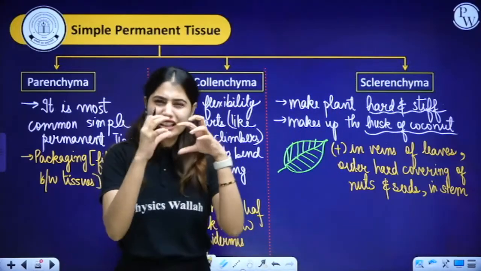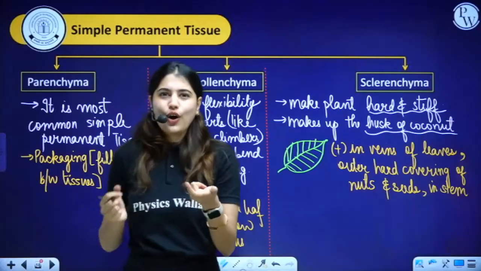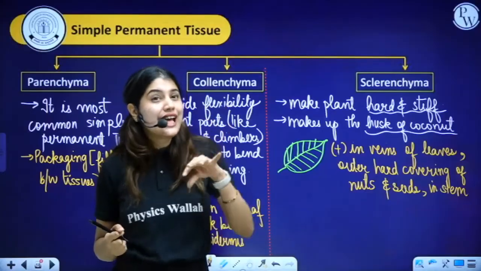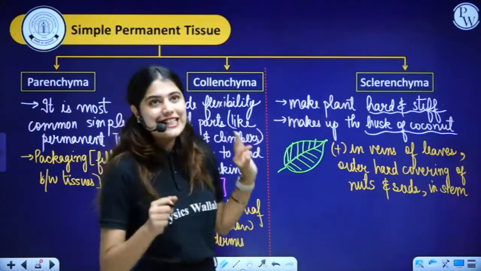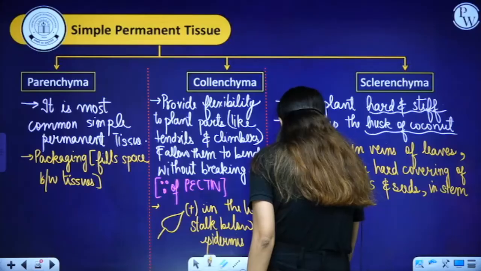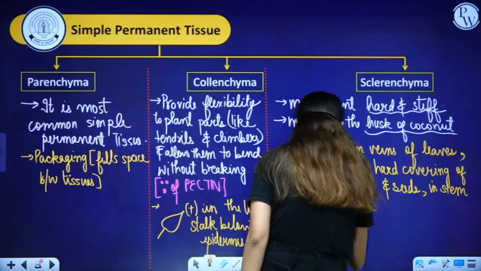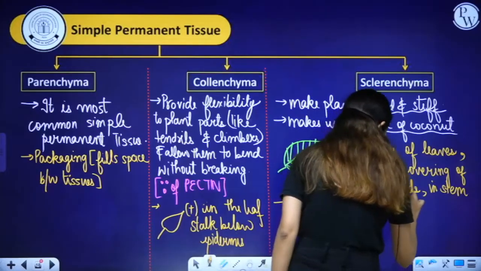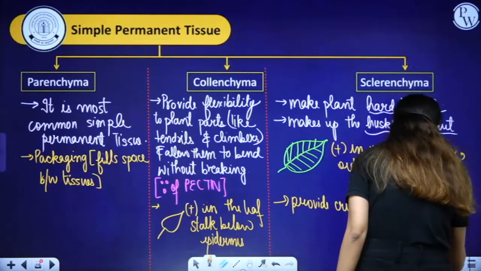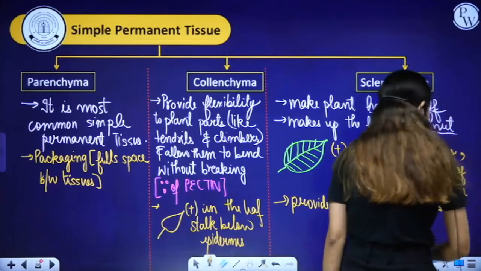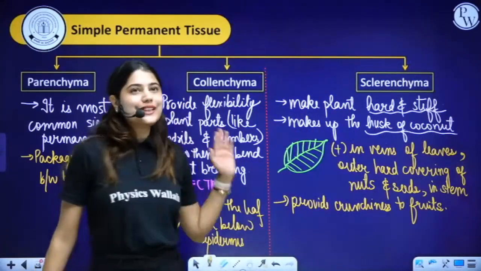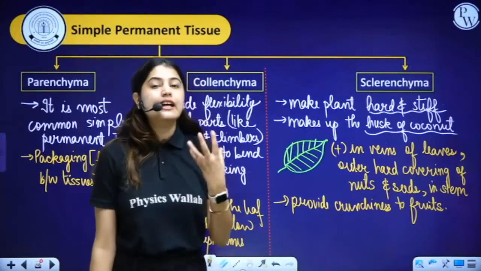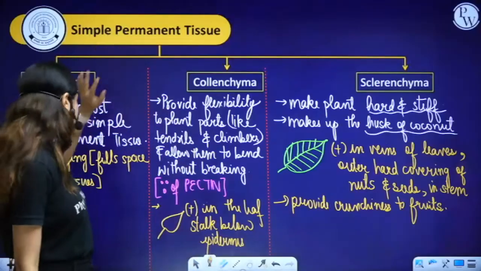Also, have you seen any fruit like guava or a sapota or an apple? It has that crunchy feeling, it has that gritty feeling. That is because of, again, sclerenchyma. So I can say here that it will provide that crunchiness to the fruits. Right? That was about the parenchyma, collenchyma and sclerenchyma. That is basically the three types of the simple permanent tissue.